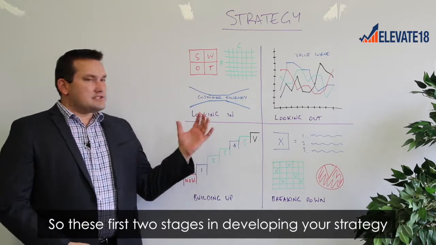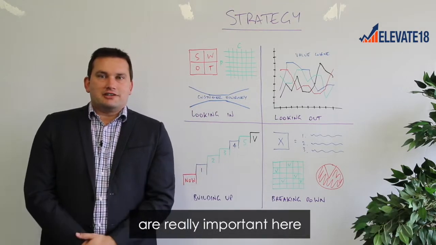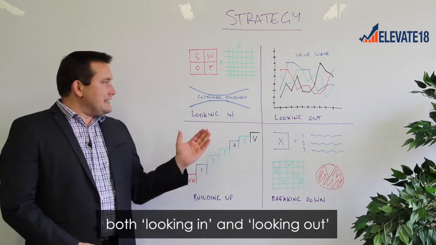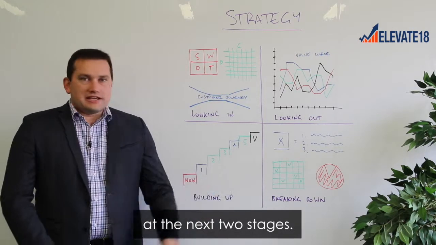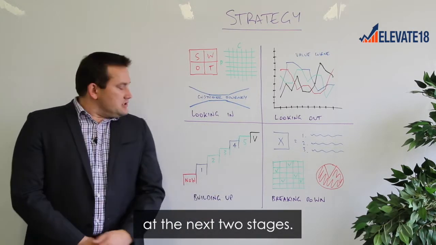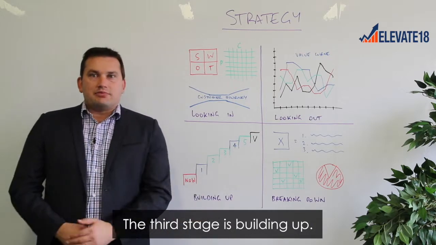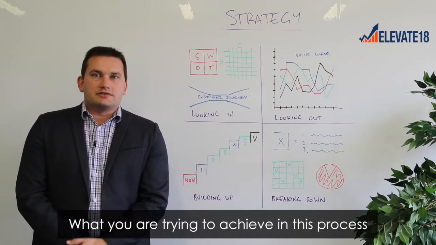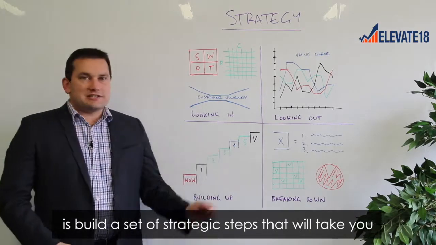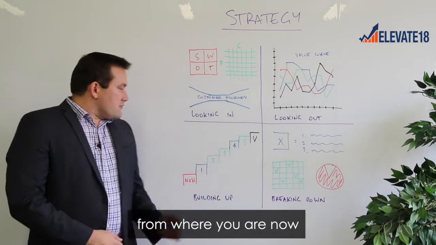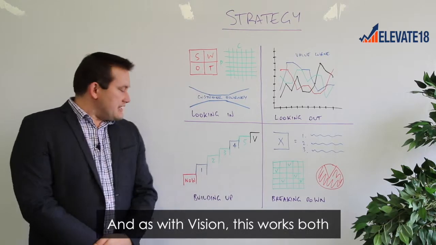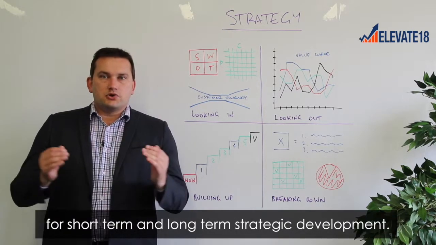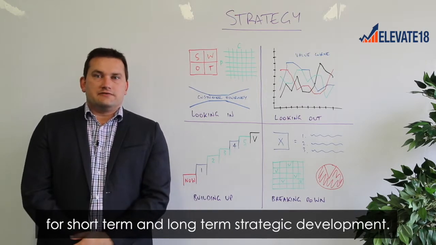So these first 2 stages in developing your strategy are really important, both looking in and looking out, because they'll shape the way that you look at the next 2 stages. So the third stage is building up, and what you are trying to achieve in this process is to build a set of strategic steps that will take you from where you are now to where you want to be in the future. And as with vision, this works both for short-term and long-term strategic development.